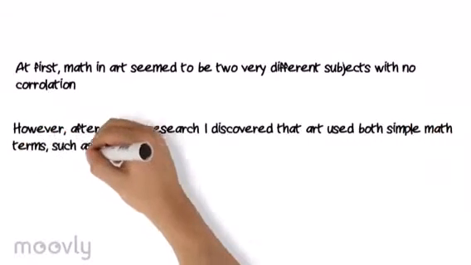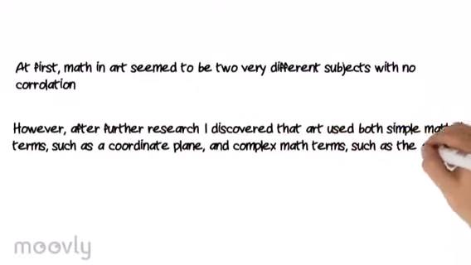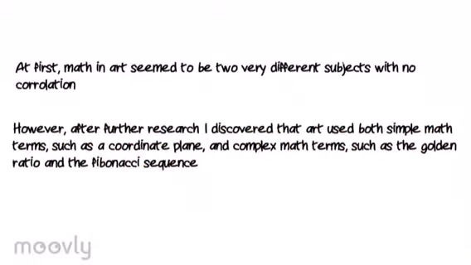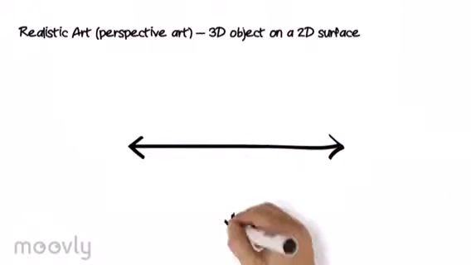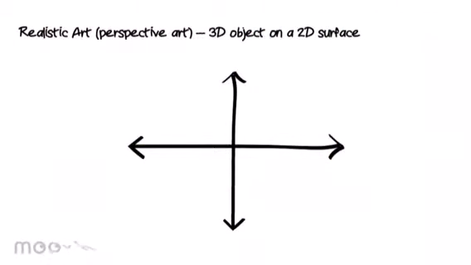However, after further research, I discovered that art uses both simple math terms, such as a coordinate plane, and complex math terms, such as the golden ratio and Fibonacci sequence. First, realistic art aims to draw 3D objects on a 2D surface, which can be accomplished by imagining the surface as a coordinate plane. The artist's line of sight intersects the paper, and the artist maps each real-world point to the corresponding point on the plane.